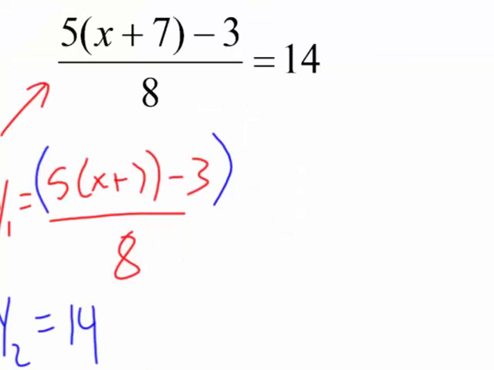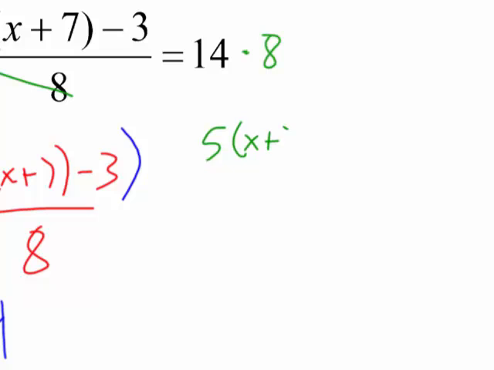So if I take a look right away, can I add this 3 over? No, I can't. It's inside the fraction, remember? So I got to get rid of that fraction first. So it's nice. We're down to one term, right, because there's no plus or minus over here with another term. So I can start dealing with my multiplying and dividing. So the inverse of dividing by 8 is multiplying by 8. Whatever I do to one side, I do to the other. So those cancel, and I'm left with 5 times x plus 7 minus 3 equals 112.